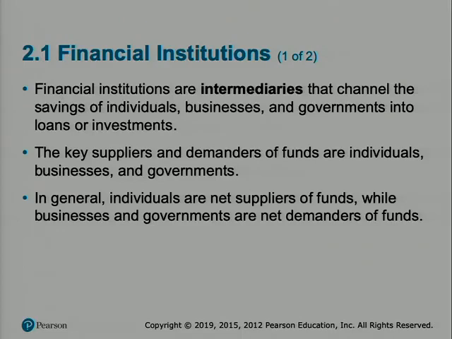So in general, individuals are the net supplier of funds. It means individual citizens are saving the money. Businesses and governments are the ones demanding the funds to run the government and pay for the government expenditures. And the government makes investments as well. They invest in infrastructure, military defense, public health, and education. So the government will take these funds and make investments.